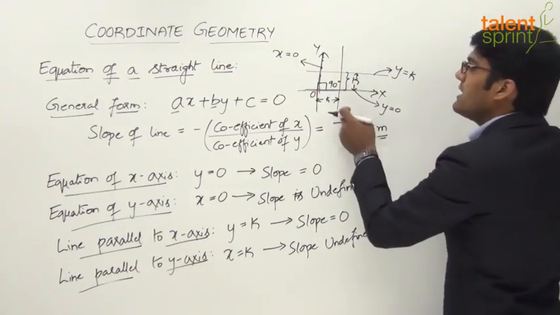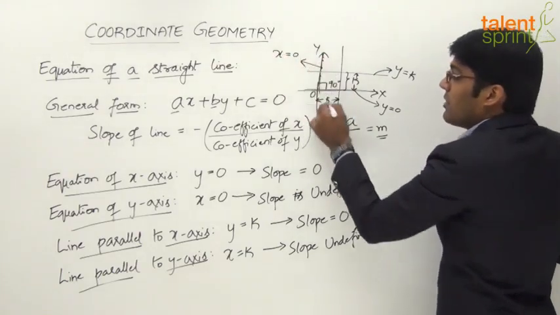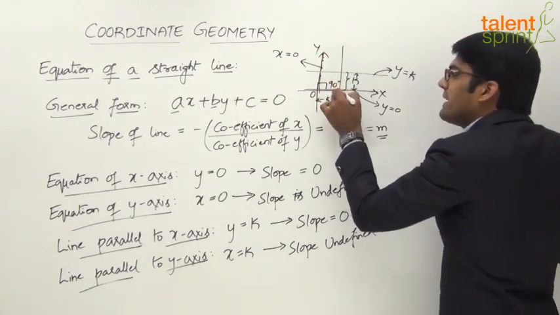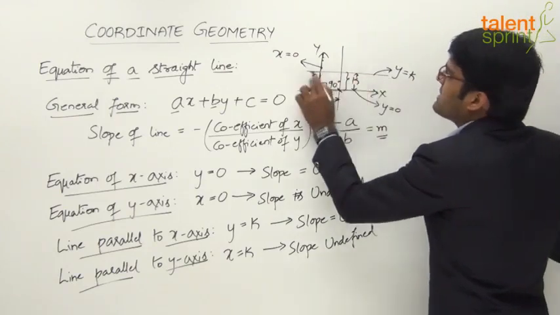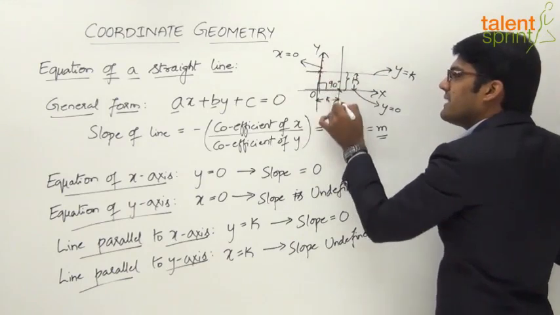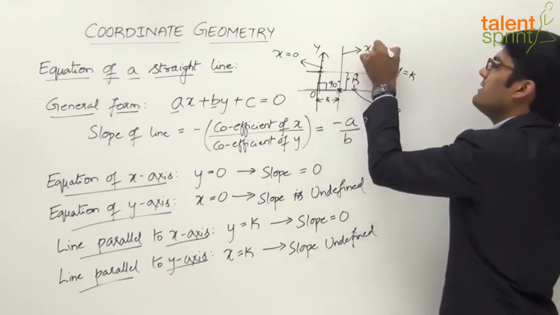So what will be the equation? See, for the y-axis, x equals 0, right? On this line x will not be equal to 0. But this line is cutting the x-axis at what point? At k. Like the earlier case, where the line parallel to the x-axis was cutting the y-axis at a point k, likewise this line here is cutting the x-axis at a point k. So we can say the equation of this line is x equals k.